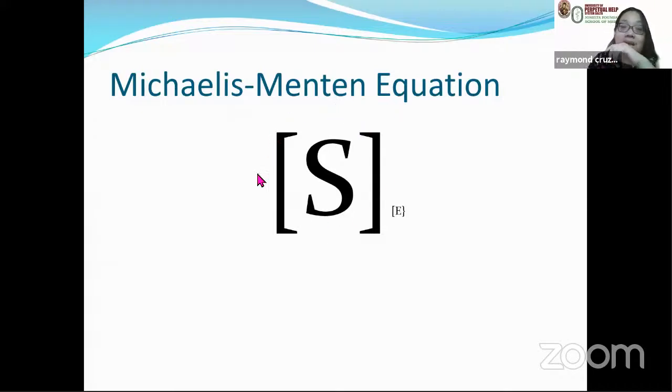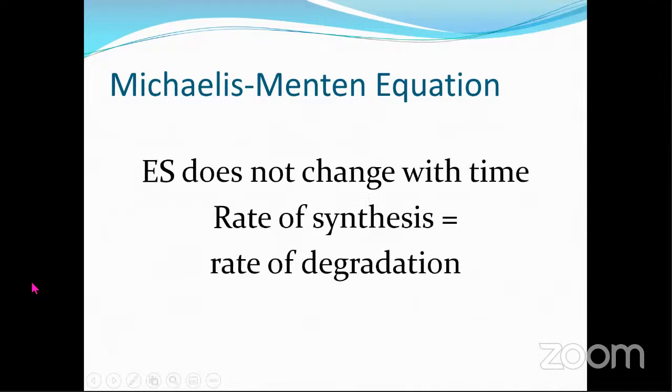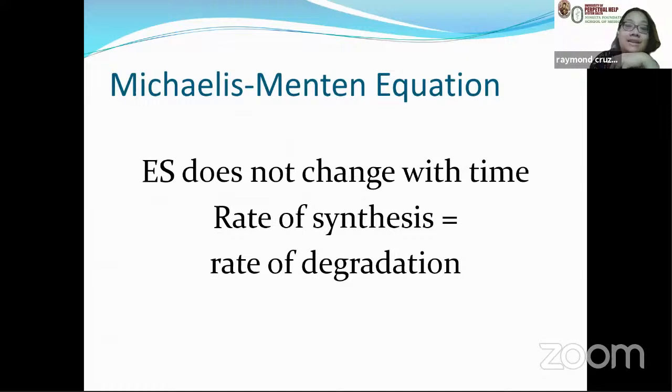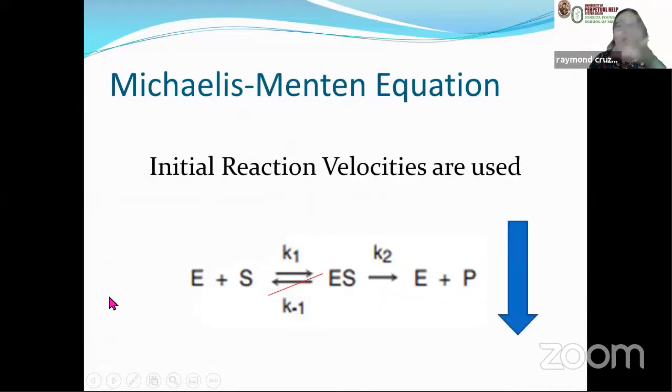The substrate is so big that the enzyme concentration becomes negligible in the equation. Thereby, when you compute it, it's just your substrate. Okay? So this is your second assumption. The enzyme-substrate complex does not change with time, and the rate of synthesis is equal to the rate of degradation. So remember that. And the third one, initial reaction velocities are used.